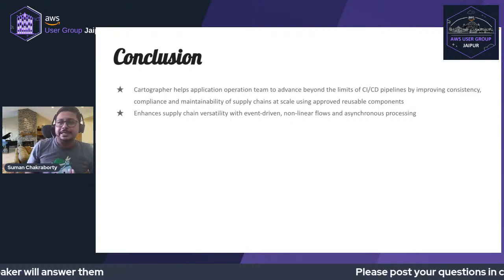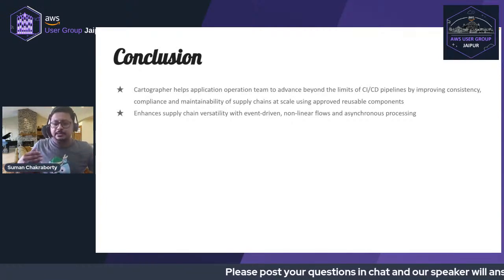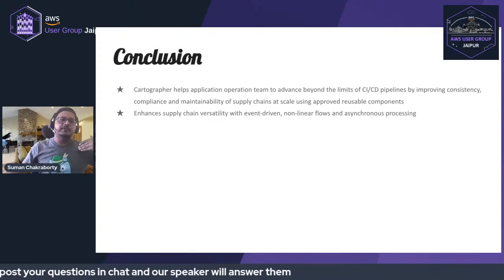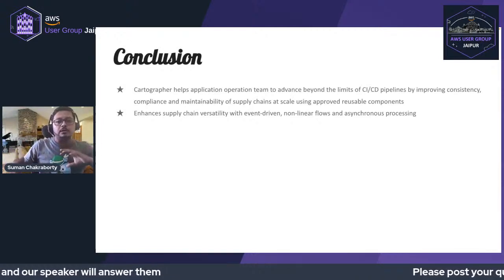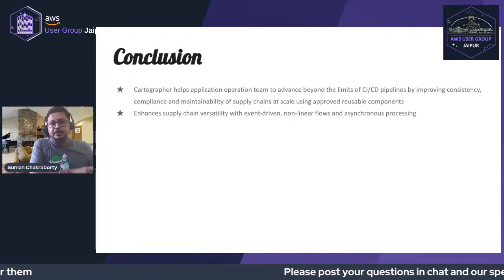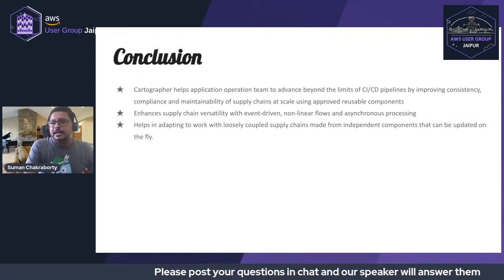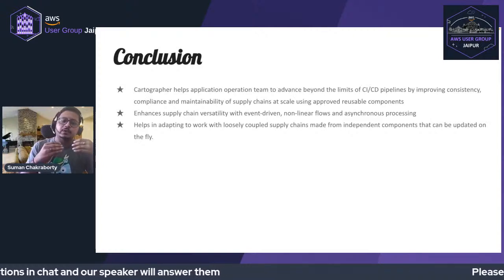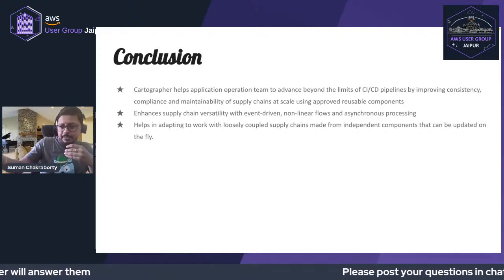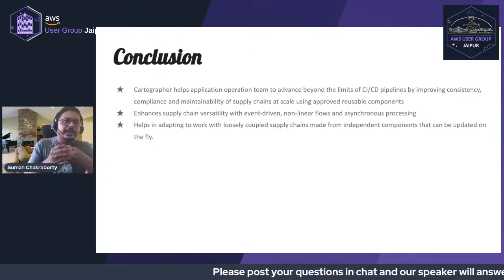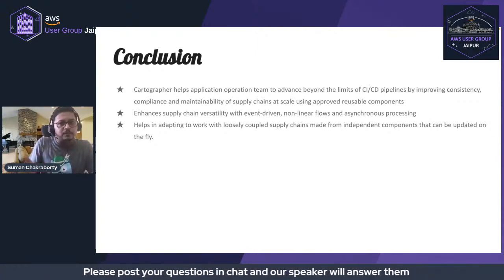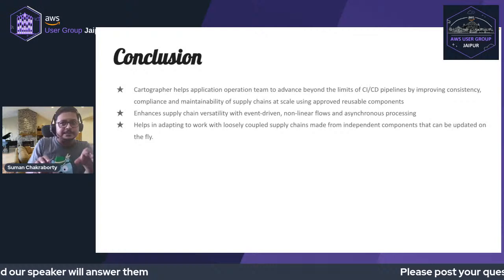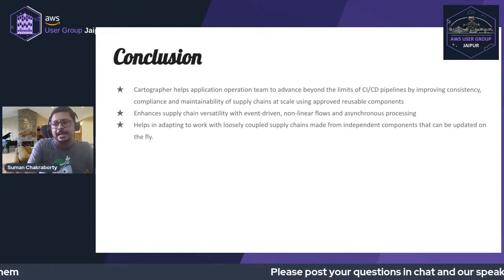It enhances supply chain visibility with an event-driven, non-linear workflow and asynchronous processing. It doesn't have to be that you create the template first, then the supply chain. You can also create the supply chain first and then the template, but the workload would only act if there is a supply chain that has that particular level definition together with it. It helps in adapting the work with loosely coupled supply chains made from independent components that can be updated on the fly. So you can now update the image that you are using and again resubmit a workload definition. It would again create the complete workflow because the workflow is provided for you. It would just take that as input, provide the base input to the templates, and deploy the application.